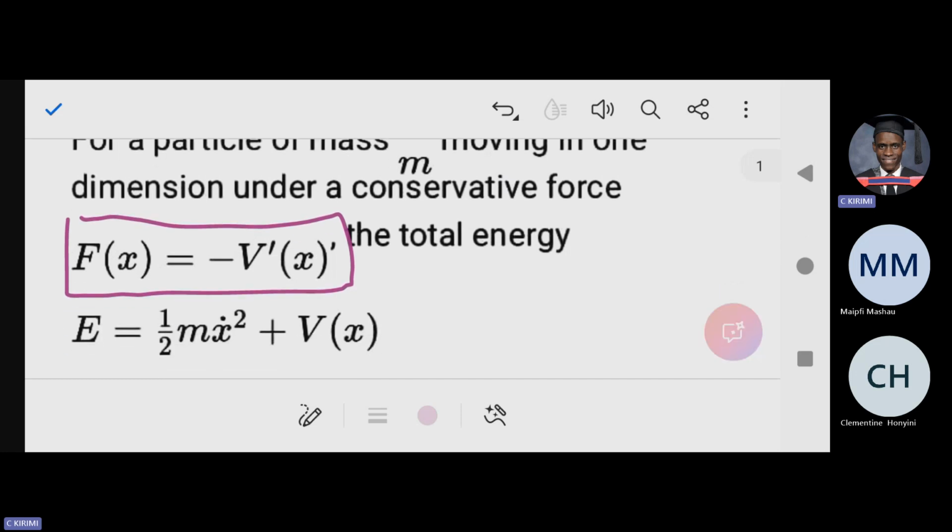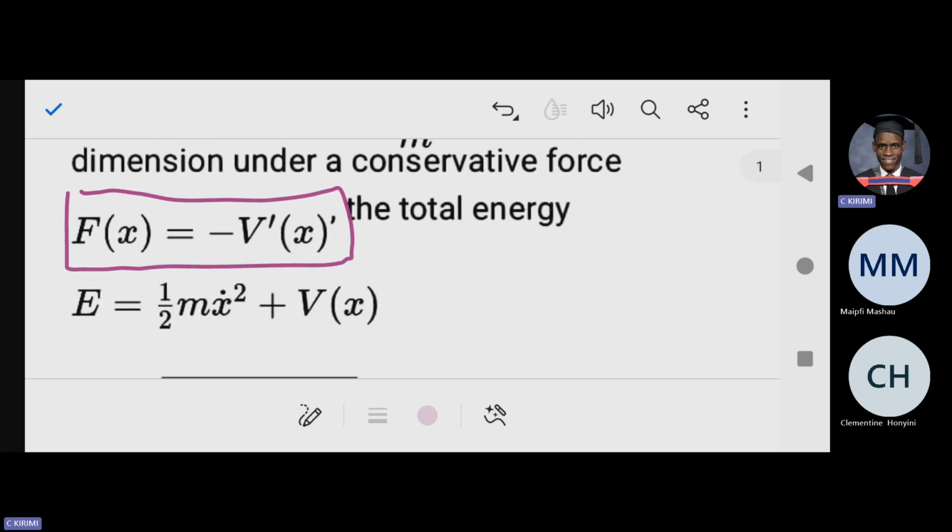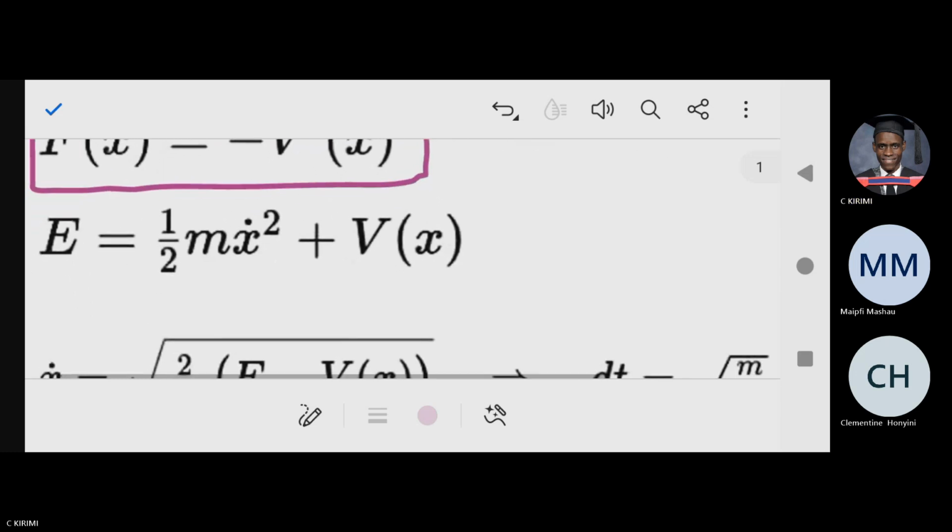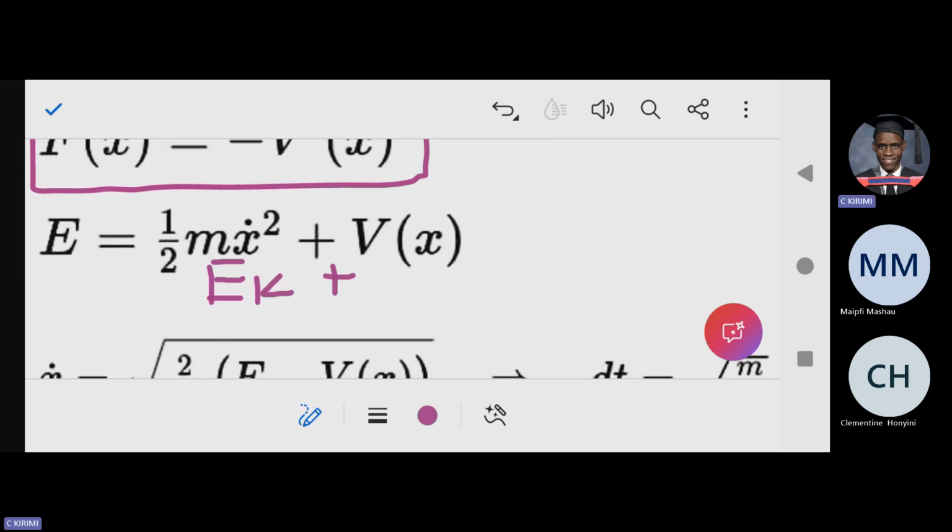Then the total energy is always kinetic plus potential. So this is your E_K, which is your kinetic energy, and this is your E_P, which is your potential energy. And when you're talking of Lagrangian equations, this will be T plus U. Potential is always U.